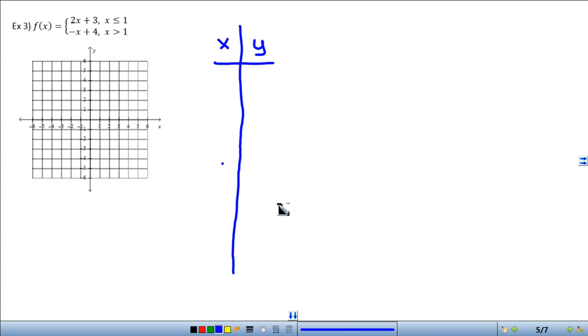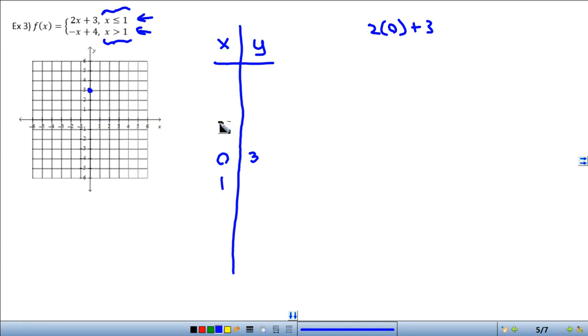I'm going to start at 0 because I just like to start at 0. So when I start at 0, I'm asking, am I going to use the top or am I going to use the bottom? This part is the key. This tells you. So if X is 0, 0 is less than or equal to 1, so I'm going to use the top. So I'm going to plug it into the top. 2 times 0 plus 3 gives me 3. So at 0, I'm at 3.